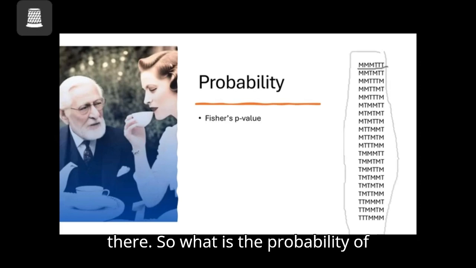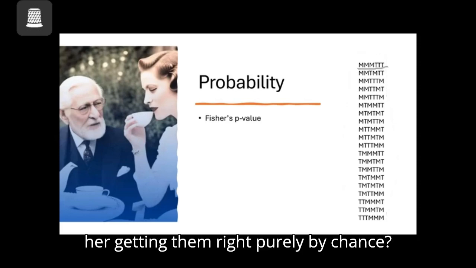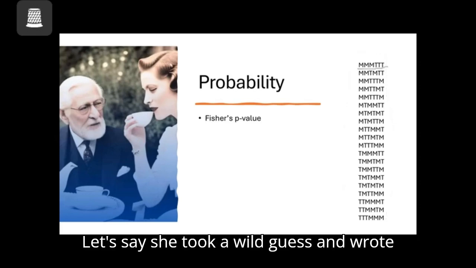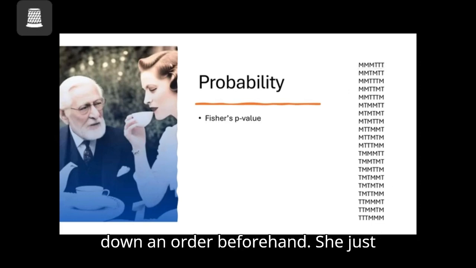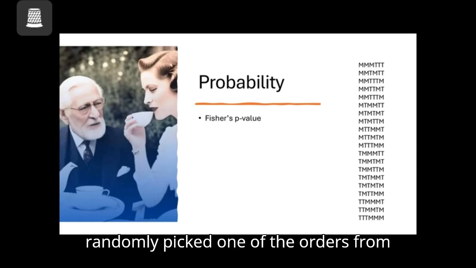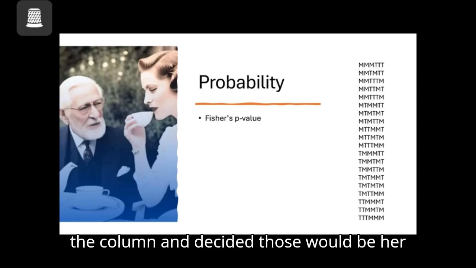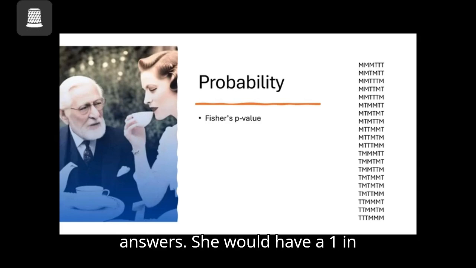So what is the probability of her getting them right purely by chance? Let's say she took a wild guess and wrote down an order beforehand. She just randomly picked one of the orders from the column and decided those would be her answers. She would have a 1 in 20 chance of being correct purely by chance, or 5% probability. This is way less likely than that 50-50 chance if it was a single cup.